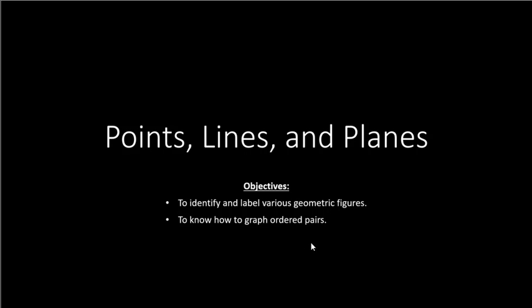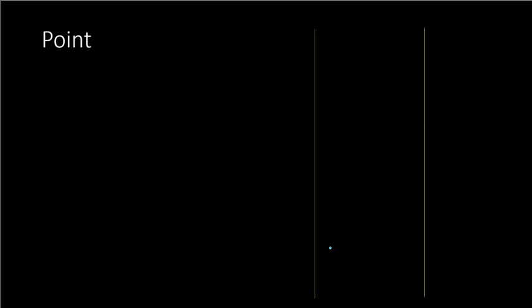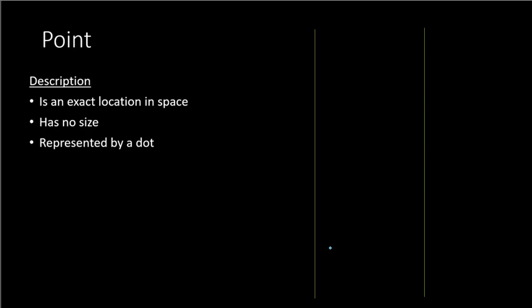In this lesson, you will learn about points, lines, and planes. So beginning with our first term, a point. What is a point? Well, a point is described as an exact location in space. A point has no size and is represented by a dot. An example of this would be maybe like the pixels on a computer or television screen.